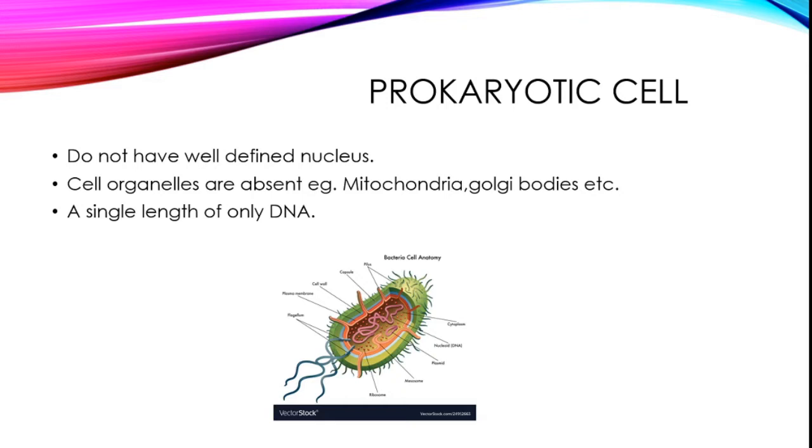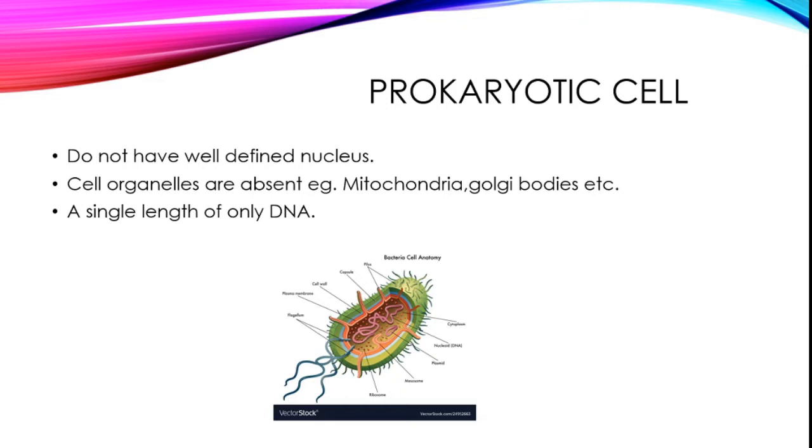As I have shown you in the example on the screen, a bacterium is an example of a prokaryotic cell. You can see the nucleus is absent there. Cell organelles, for example mitochondria and Golgi bodies, are also absent. You can see in the bacteria diagram that a single length of DNA is present, and because the nucleus is not present, it is not enclosed but scattered in the cell.